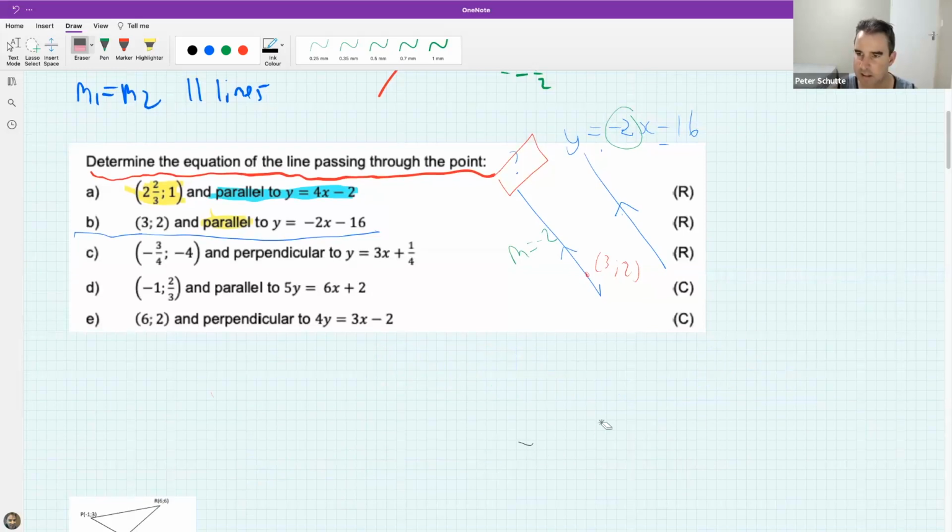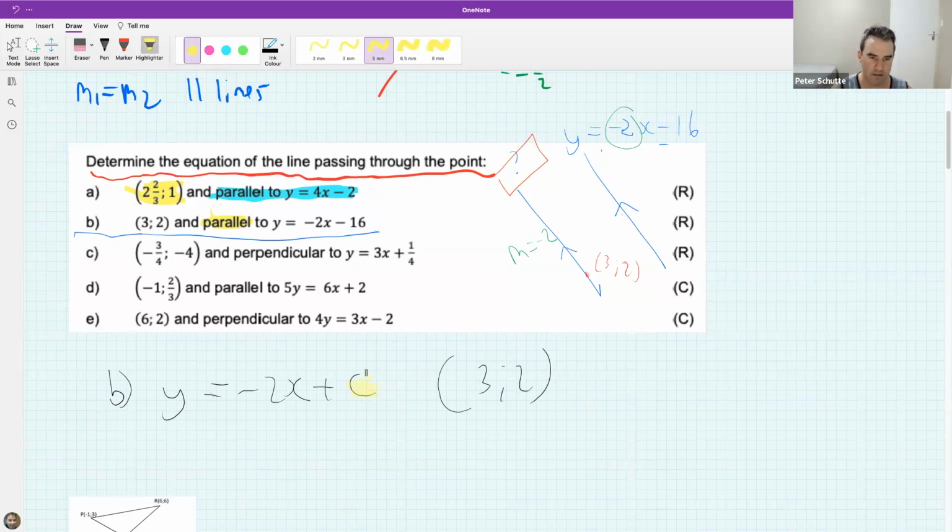So let's see if that can help you out there. So I think for B, I'm going to write it out like that, and then that's the point I'm subbing in. And so what is my C value going to be? That's what I'm really after.